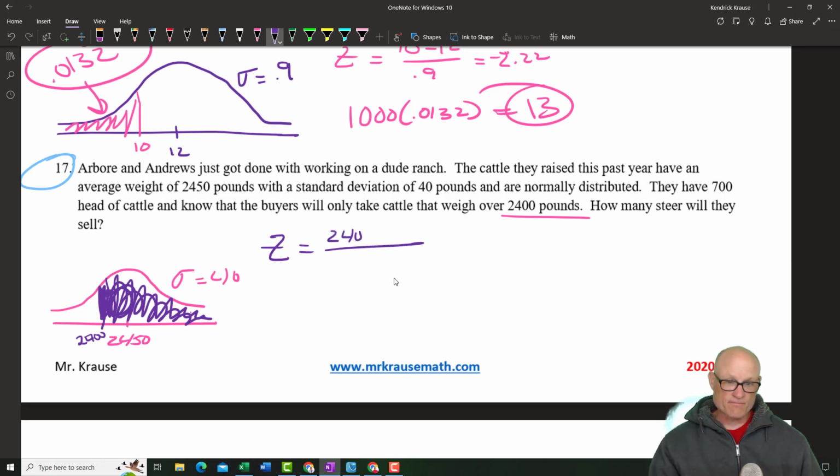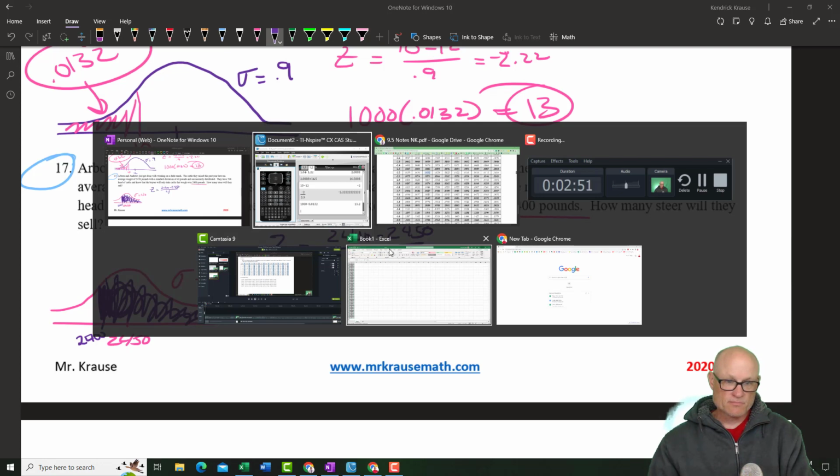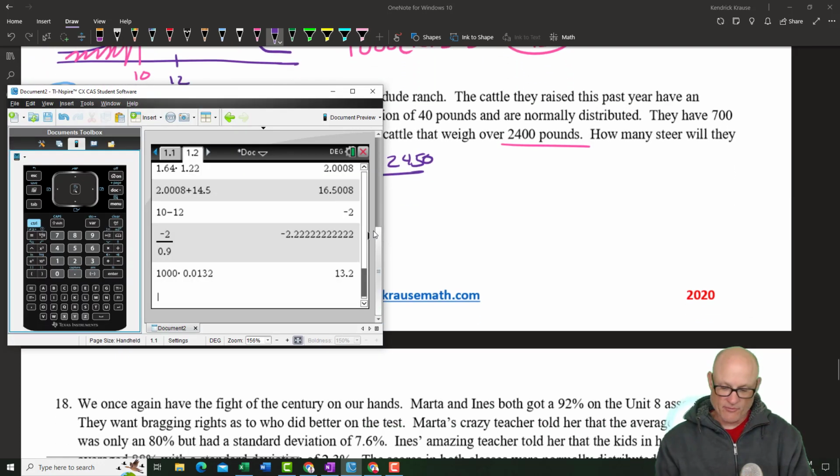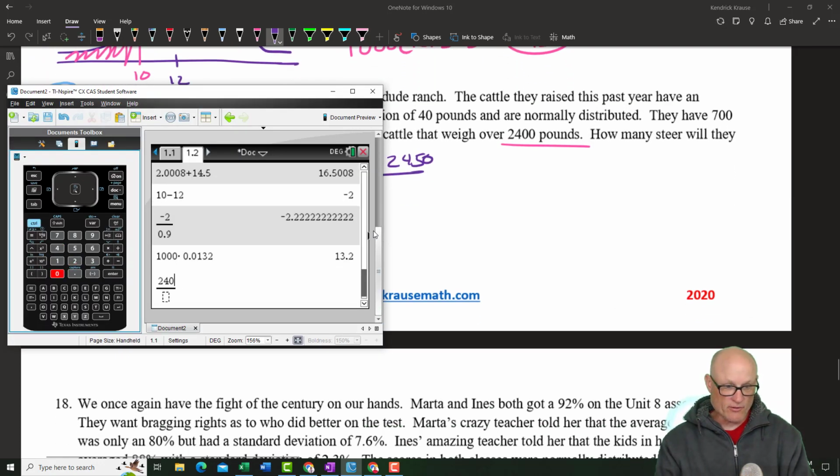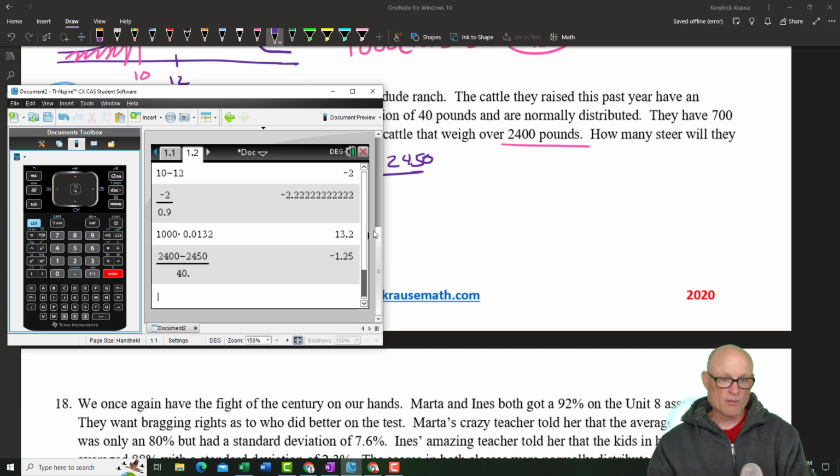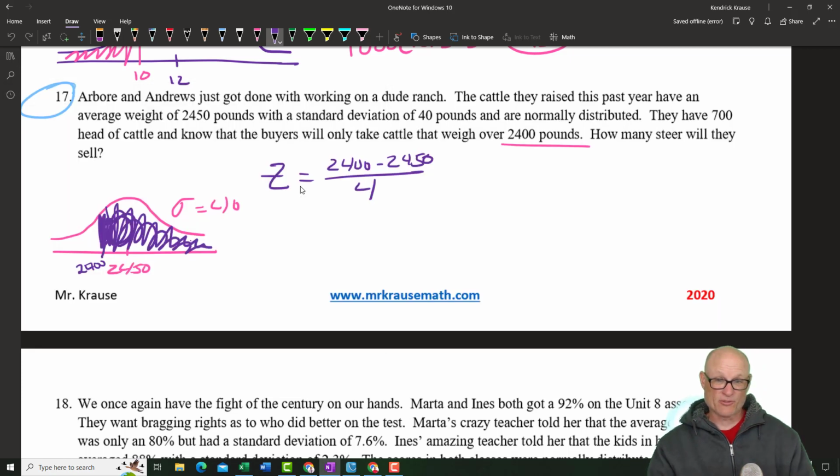2,400 minus 2,450. That's negative 50 divided by 40. So if you want to run it through, 2,400 minus 2,450 divided by 40, and you get negative 1.25. And we expected it to be negative. It was on the left.